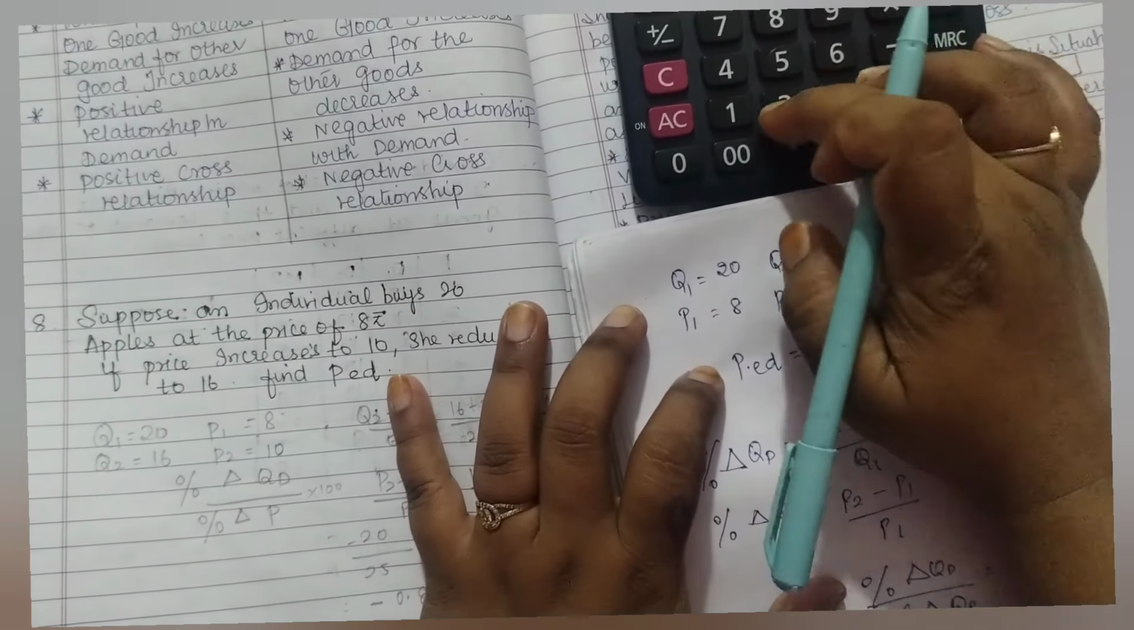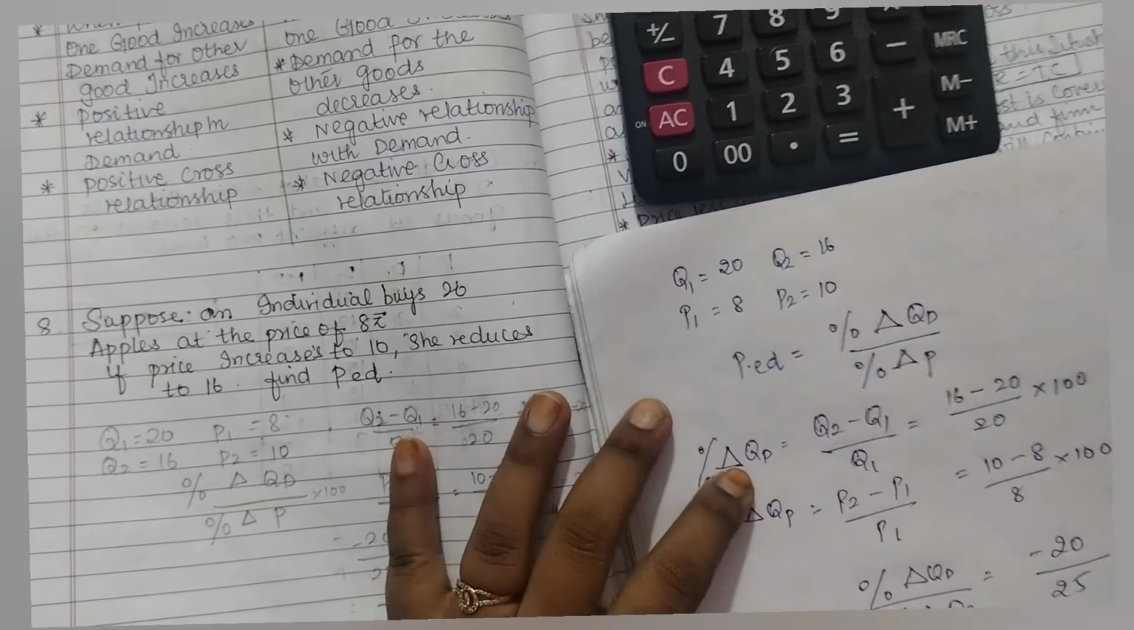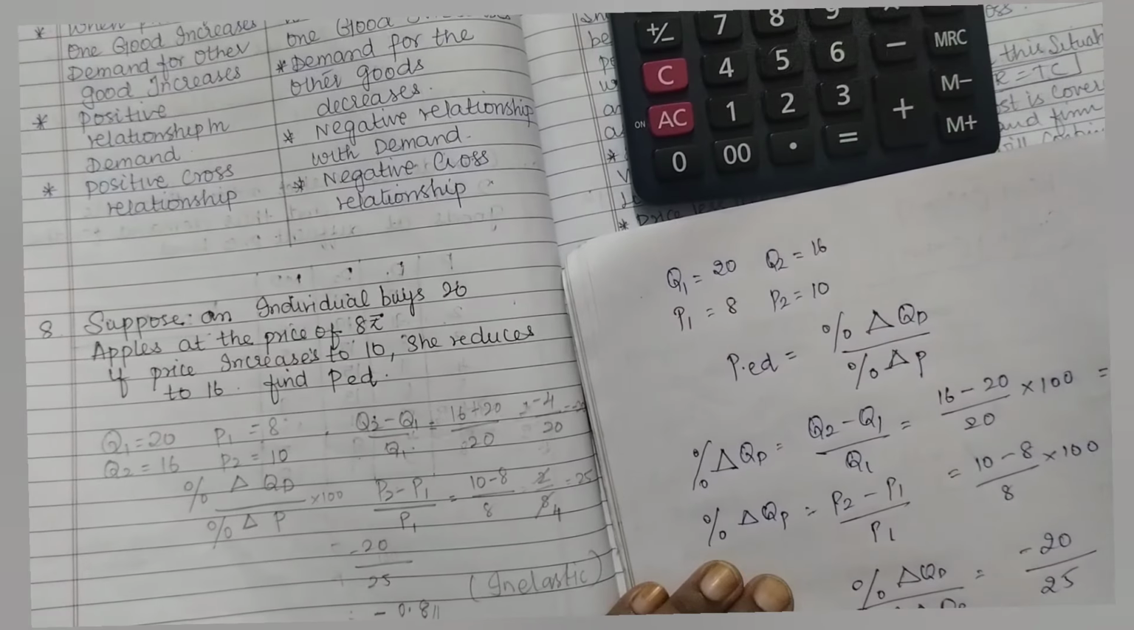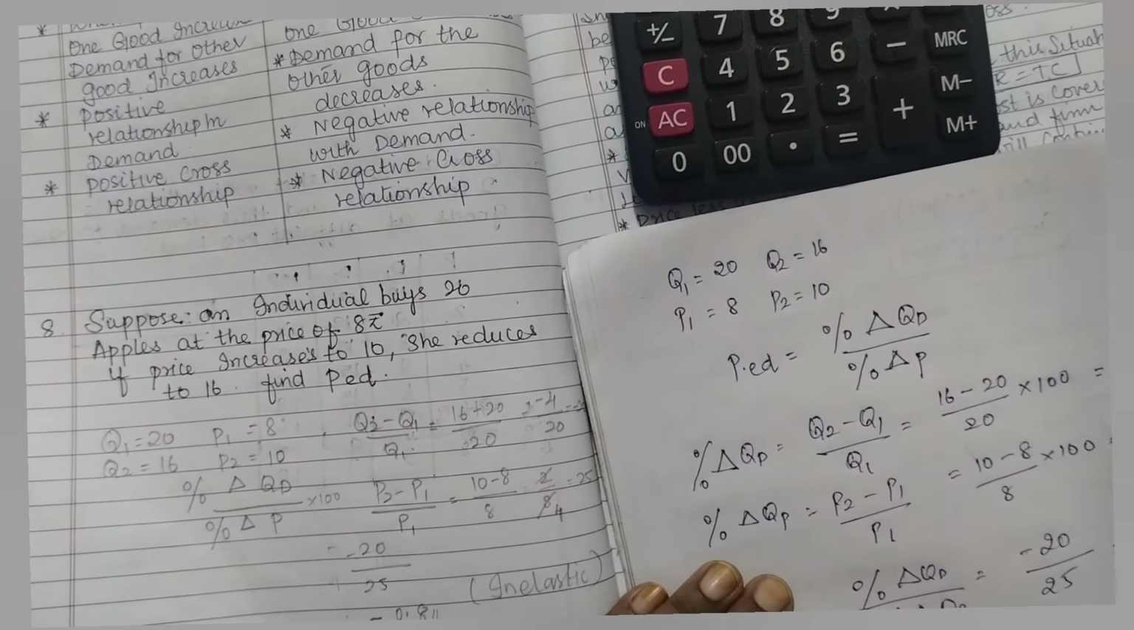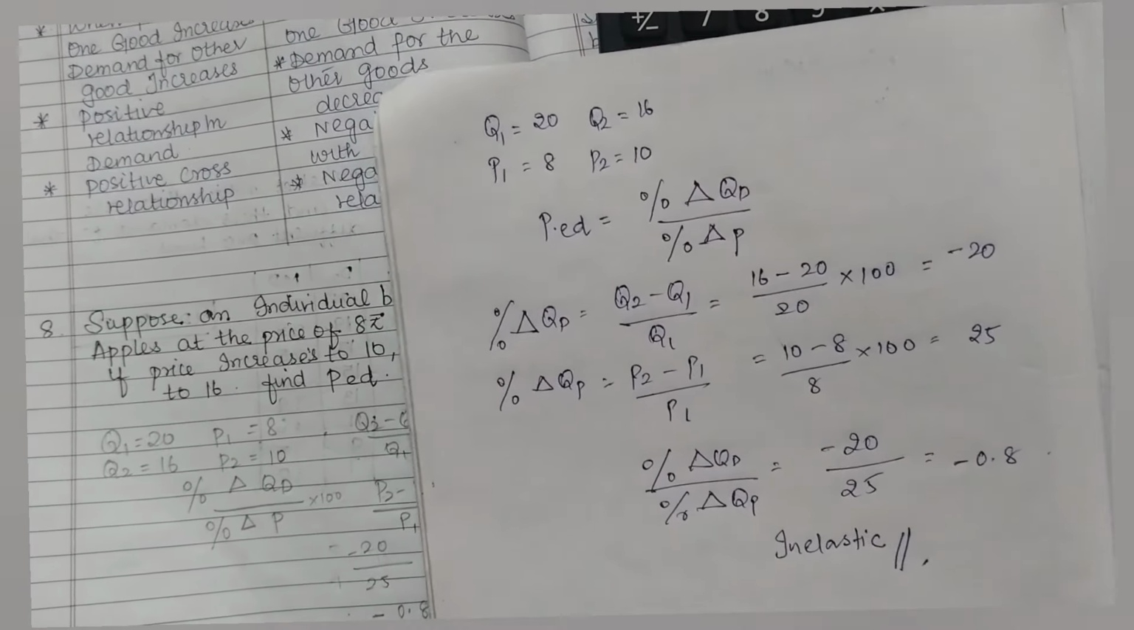Minus 20 divided by 25, we are getting the answer which is minus 0.8. When it is in minus, it is called inelastic. When you are getting the answer in minus, it is considered as inelastic. I hope you are able to understand.